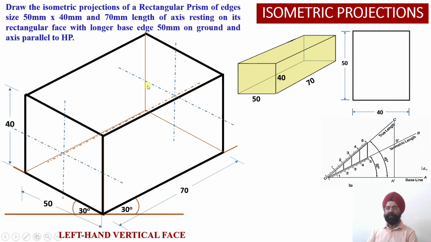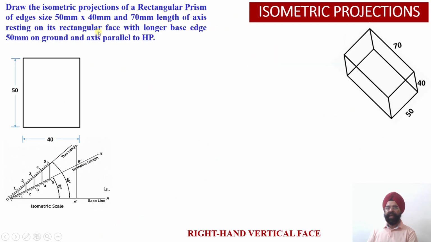Now the last case for today, we are required to draw the isometric projection of a rectangular prism. The edges are given to us as 50 by 40, and the length of this particular prism is given to us as 70 millimeter. Now this should be right facing, so my front view will be this right face of this prism.